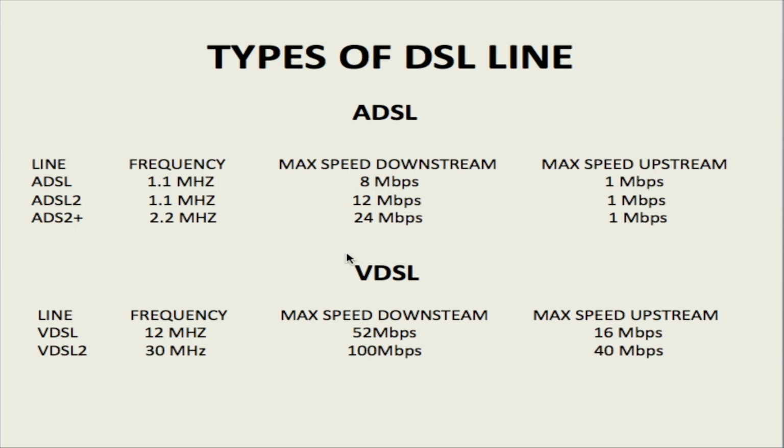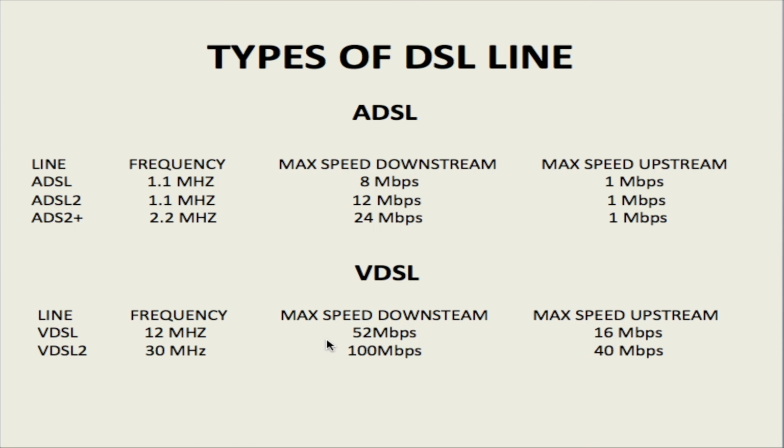Now for VDSL, which stands for Very High Frequency Digital Subscriber Line, VDSL can be both. It can be asymmetric or symmetric. VDSL has a frequency of 12 megahertz and VDSL2 has a frequency of 30 megahertz.